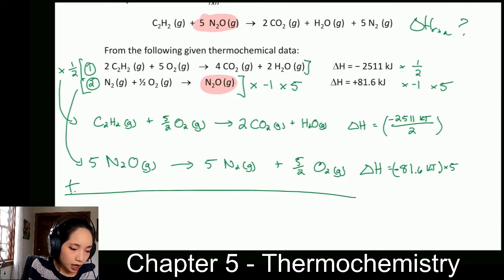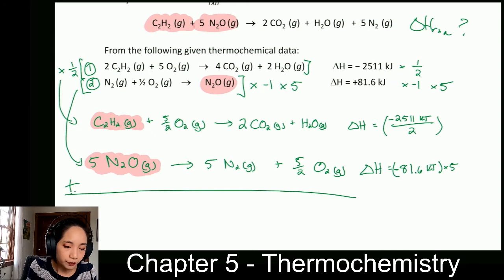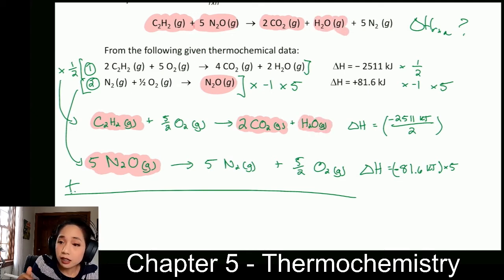So we have N2O, 5 of them, that's on the correct side. Acetylene, C2H2, that's on the right side. That's good. The product, CO2, we have 2 CO2s there. That's great. We have a water, so that's there. It's in the right place, it's in the right quantity. And lastly, 5 nitrogen gases. And so we have that here in this chemical reaction because remember, our goal is just to add these up.